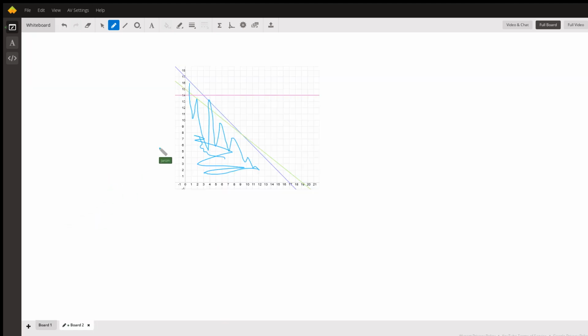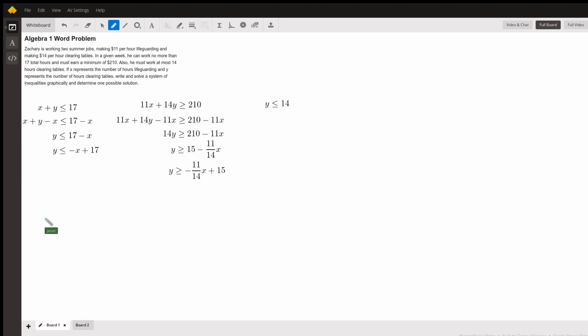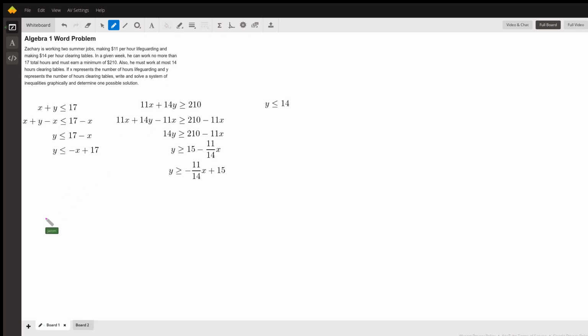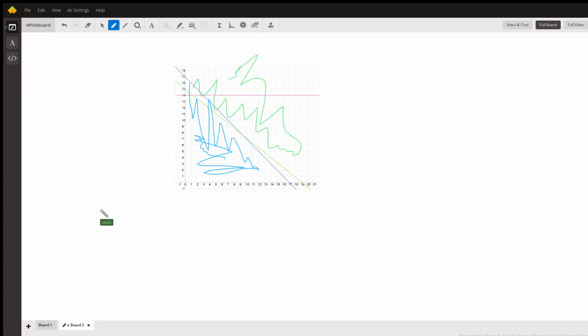The green equation is our next one, the equation form of 11x plus 14y equal to 210, but this is greater than or equal to, so y greater than or equal to negative 11/14x plus 15. So for our green, we want everything above that green line. And then with the pinkish one there, that's our y less than or equal to 14. Since it's less than, again, it's everything below that line.